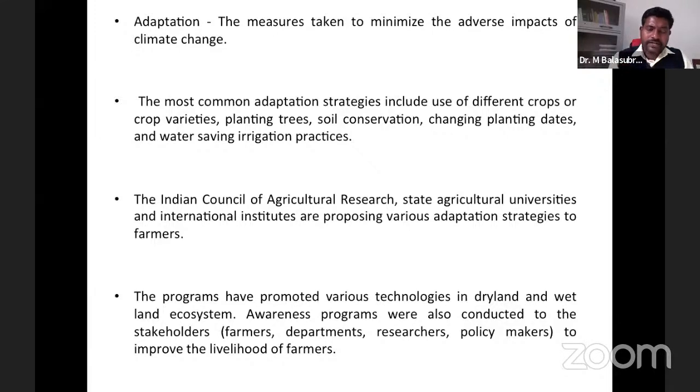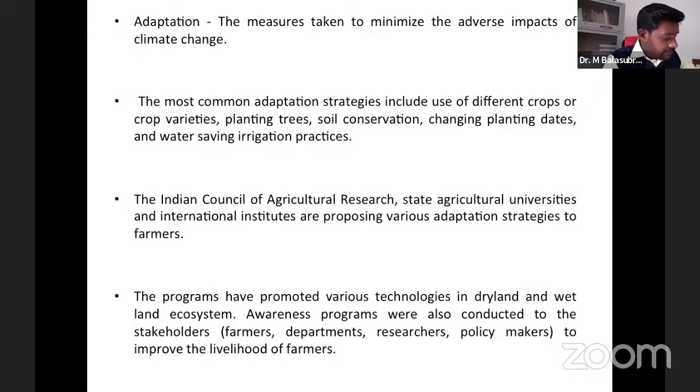From these adoption strategies, we are taking water saving irrigation technologies or water saving irrigation practices as the technological intervention. First of all, you have to develop your program holistically. You have to find what the gap is, and based on that, you may plan some program.